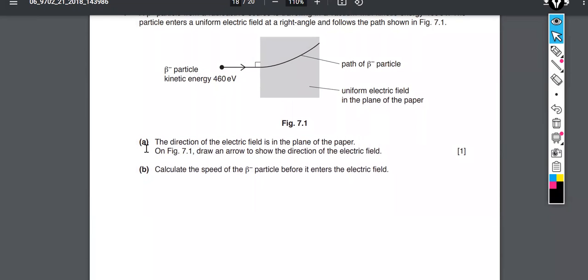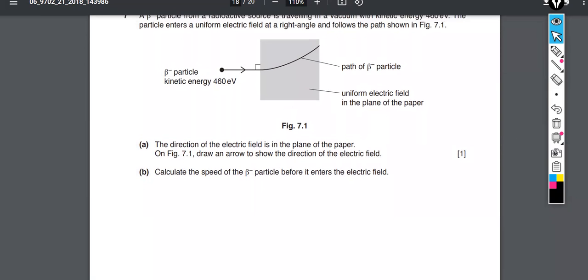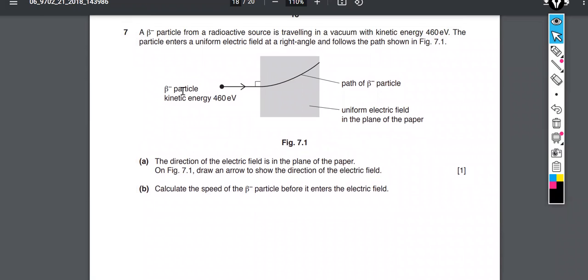I think we skipped over part A here. It says the direction of the electric field is in the plane of the paper. On this figure 7.1 here, draw an arrow to show the direction of the electric field. Well, if this is a beta minus particle, the direction of the electric field is the direction that a positive charge moves. And so if a negative particle moves this way, a positive particle would move the other direction. And so the field has to be pointing down. So there's the arrow there.